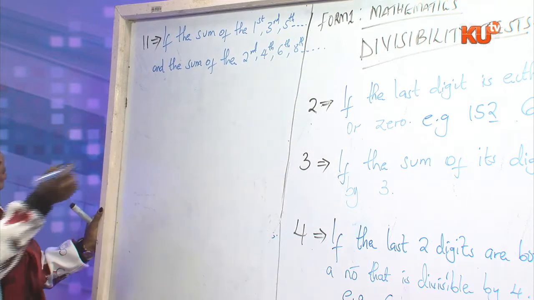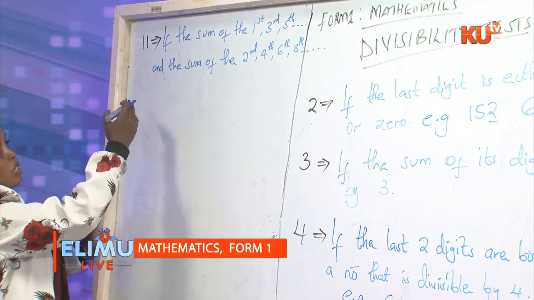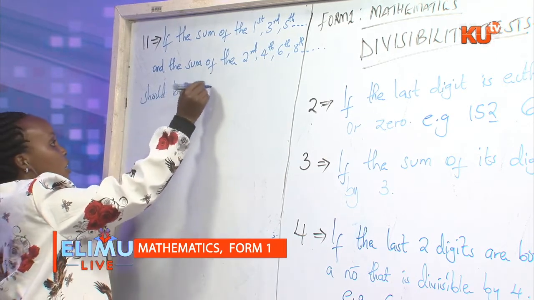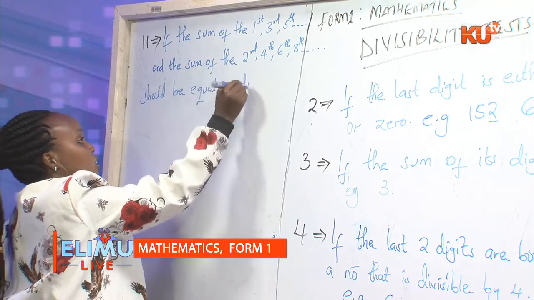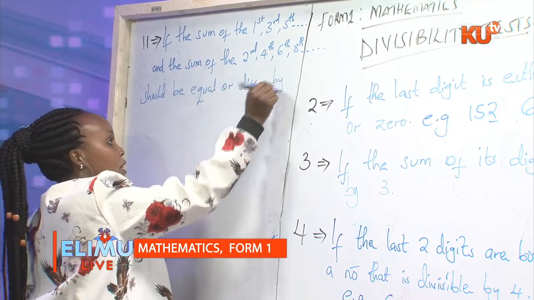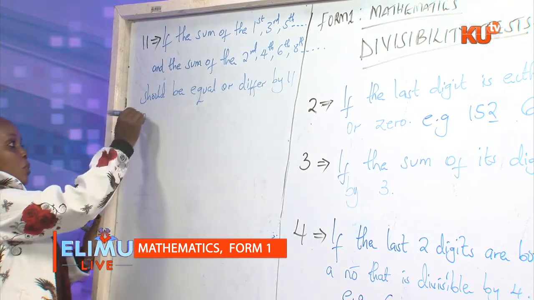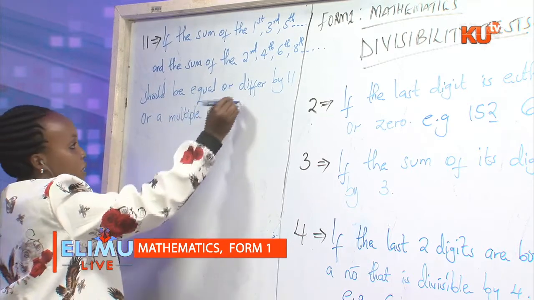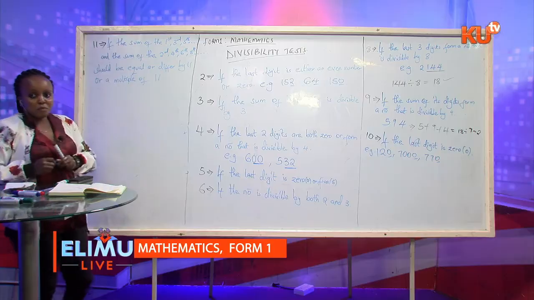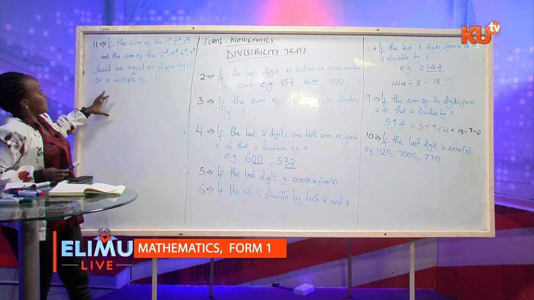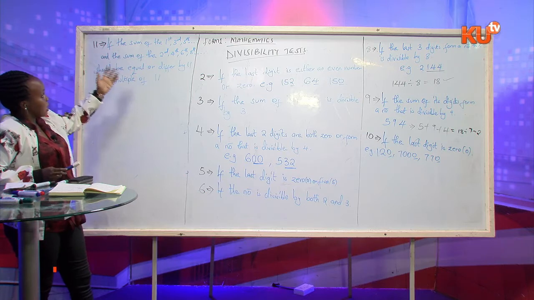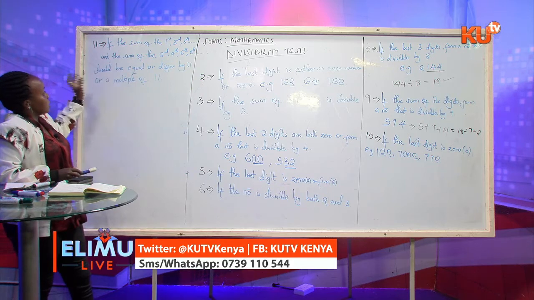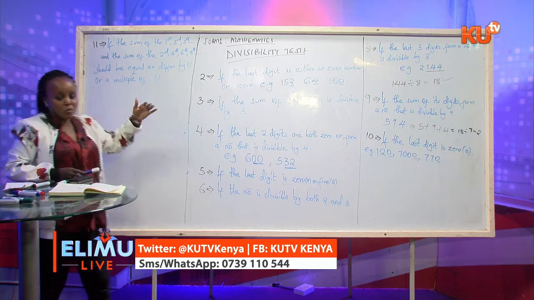So the sum of the digits in the odd position and the sum of the digits in the even position should either be equal, or should differ by 11 or a multiple of 11. This one is the longest one, but it's not hard as long as you know that you are supposed to take the sum of the digits in the odd position and the sum of the digits in the even position, and they should either be equal or differ by 11 or a multiple of 11.